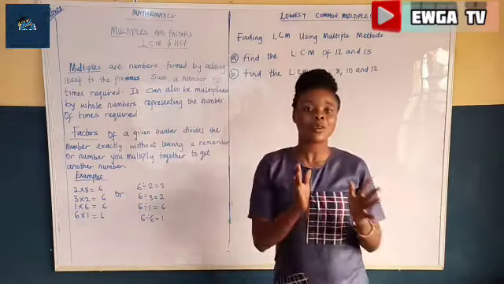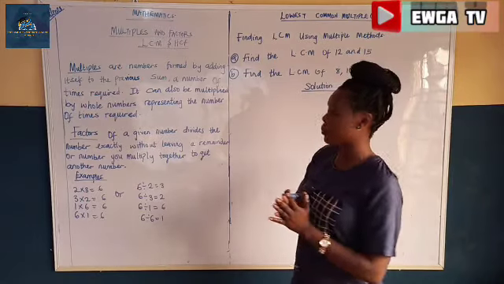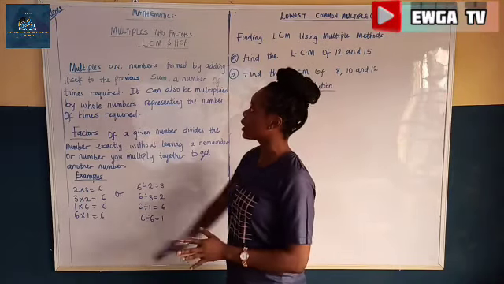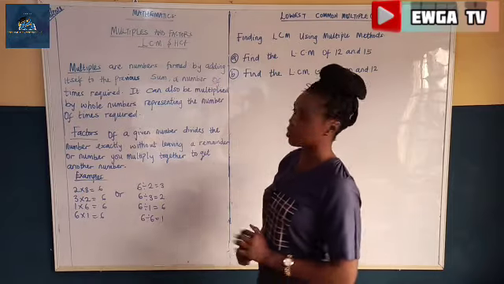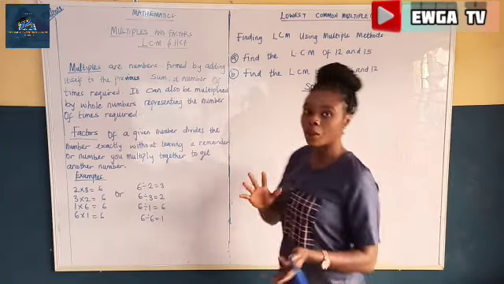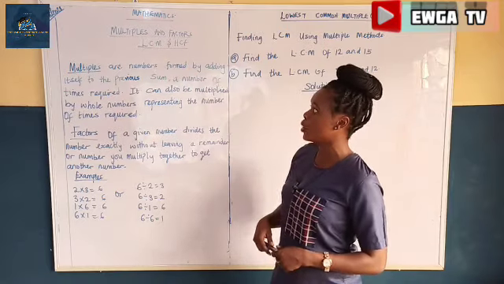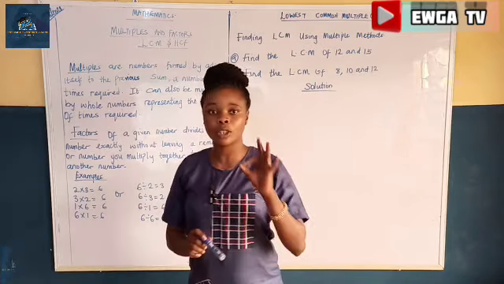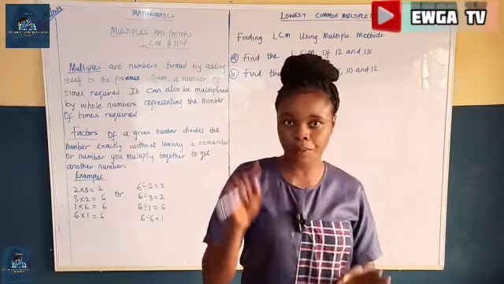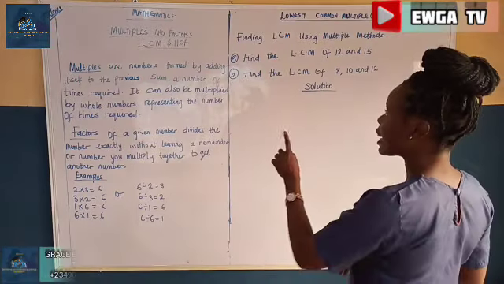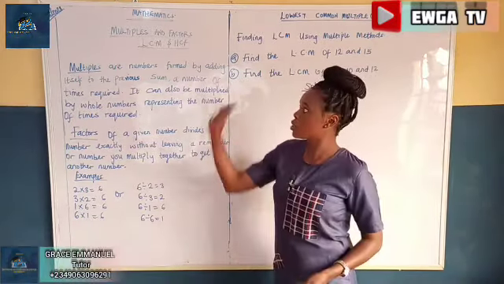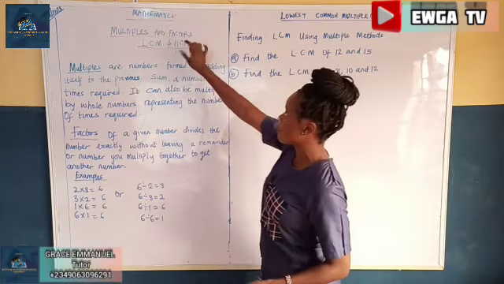Well, we are going to continue from where we stopped the last time. But today we'll be treating a new topic: multiples and factors. Majorly, when we talk about multiples and factors, we're talking about the LCM and the HCF. LCM is the lowest common multiple, while the HCF is the highest common factor. So, we're going to talk about multiples and factors.